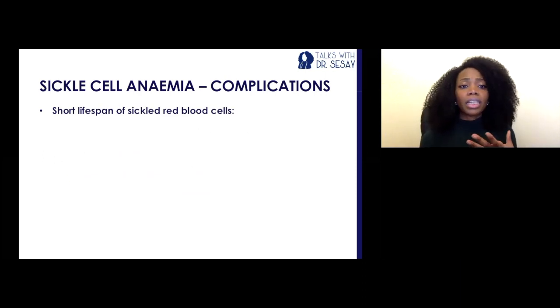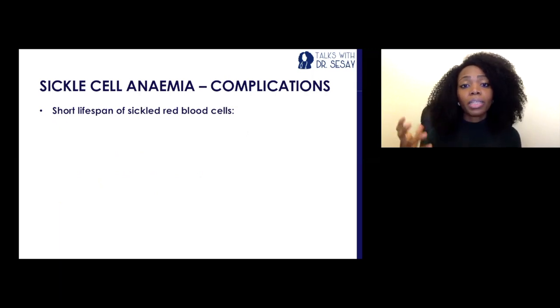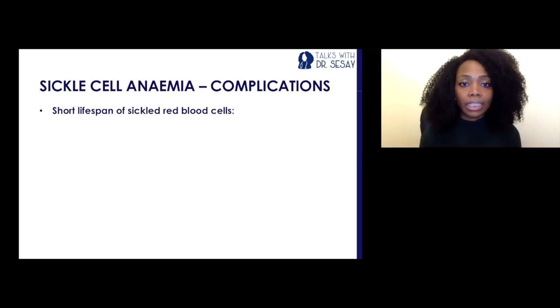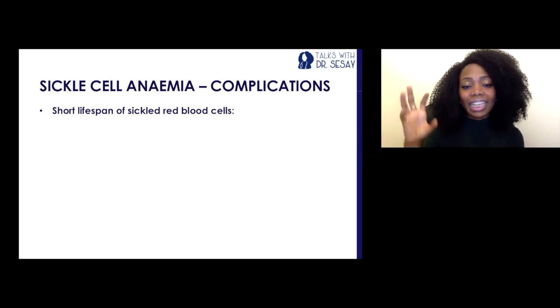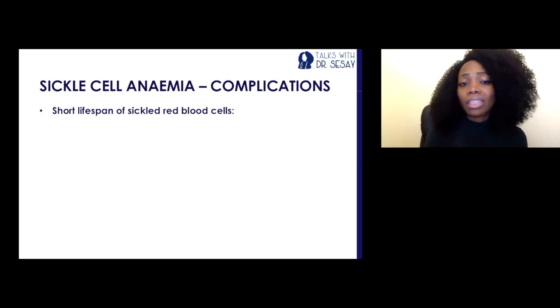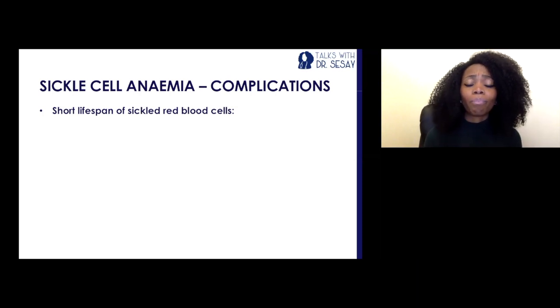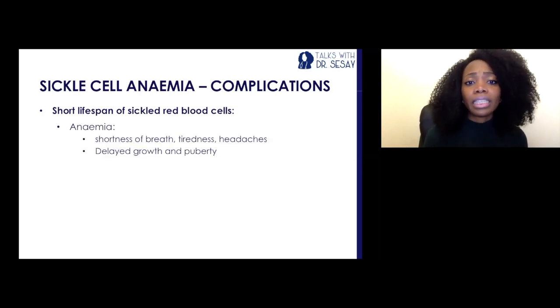Another complication is the short lifespan of the sickle red blood cells. Now, I told you earlier that the normal red blood cells usually live for 90 to 120 days, okay? Whereas the sickle red blood cells, because they're quite rigid and easily break down, only live for 10 to 20 days, which is much, much less than a normal red blood cell. And because of that, the body tries its best to replenish the red blood cells that are being lost. But unfortunately, it's not able to do that. And so the patient is anemic, okay?